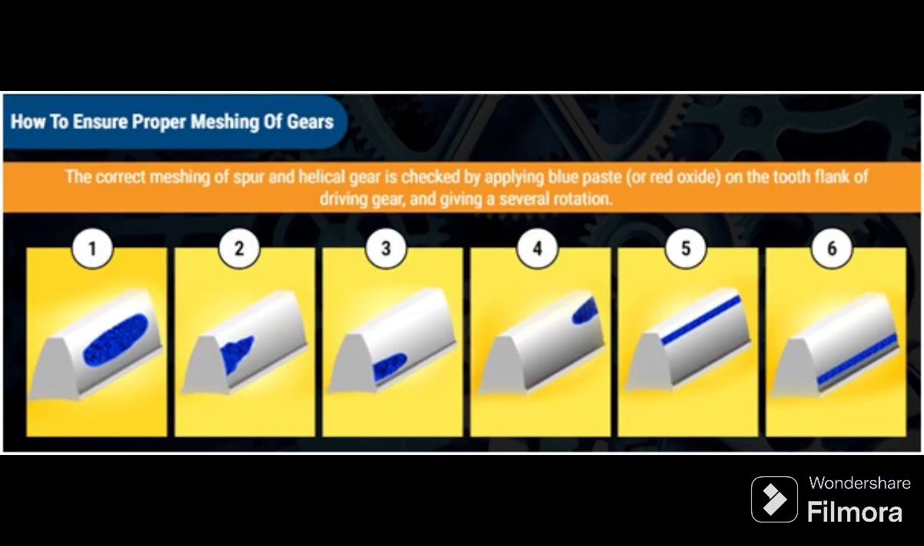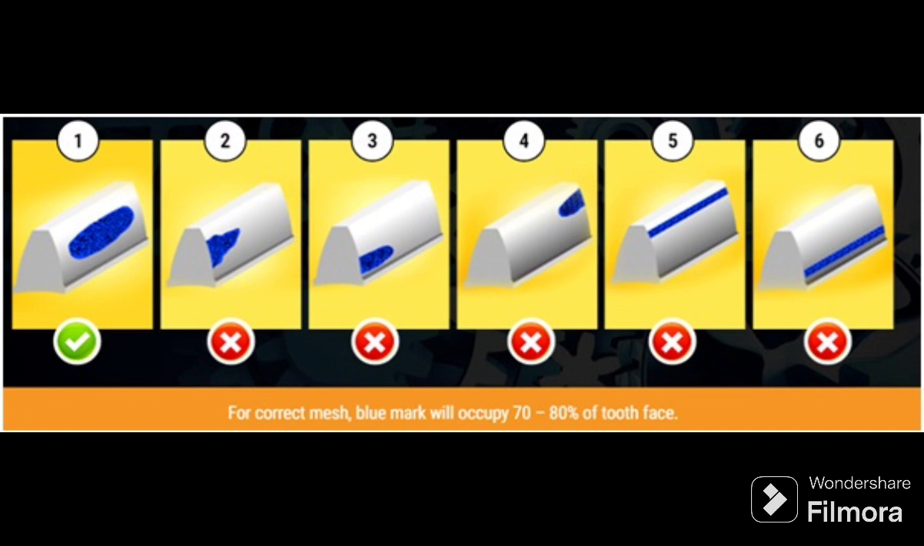The correct meshing of spur and helical gear is checked by applying blue paste or red oxide on the tooth flank of driving gear and giving a several rotation. There will be contact image on the face of driven gear. If the contact image is normal as shown in the sketch, then the mesh is proper. For correct mesh, blue mark will occupy 70 to 80% of tooth face.